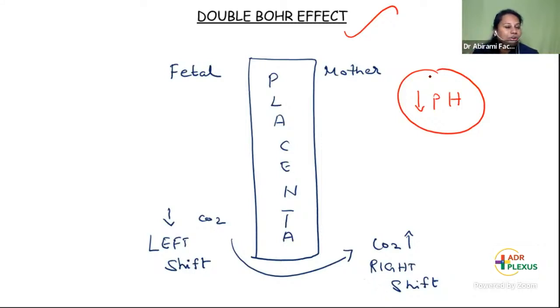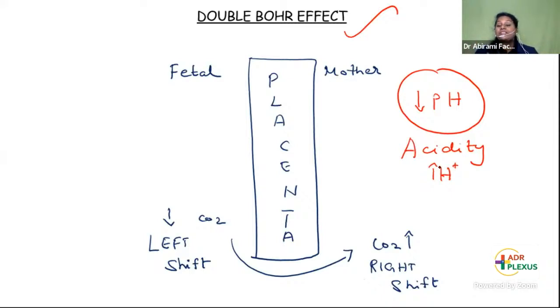When there is a fall in pH, will you have a right shift or left shift? Fall in pH means what? Acidity is increasing. Only then you'll have a fall in pH. Acidity means H plus is increasing. So it's acidosis. So in acidosis, they can give you clinical conditions where the patient can have acidosis. What will be the shift in the curve? Excellent, all of you. Very good. So all of you have answered right shift.